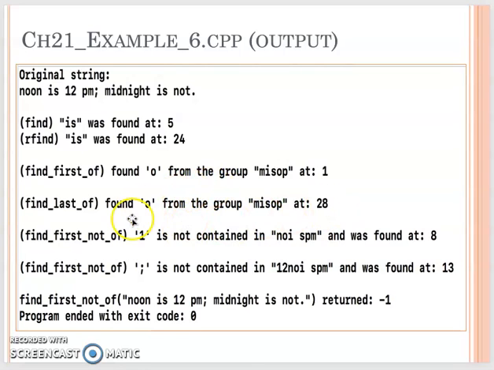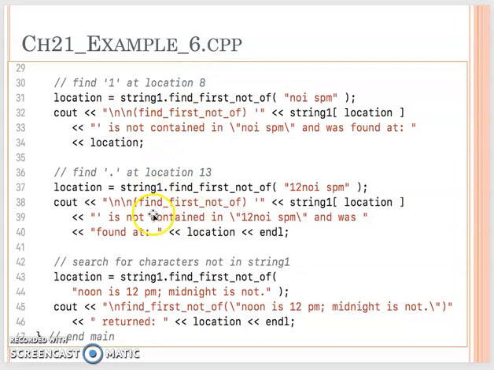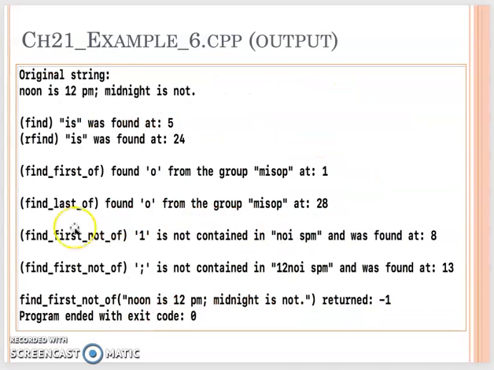Then I will leave you to see what find first not of does. This one is not. For the last example in this code, we do find first not of, but you see they pass a different argument. So that's the result. That's how you can find a substring or just one single character from the string.